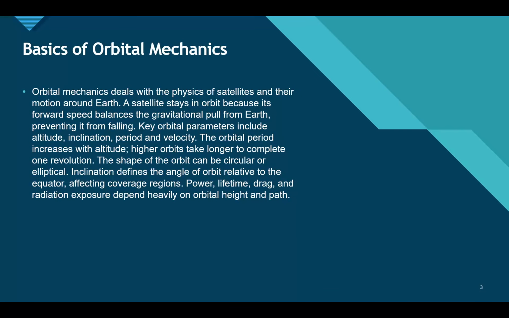So now we have to understand where to place our satellites. To understand satellite orbits, it's important to understand a few basics of orbital mechanics. A satellite stays in orbit because its forward velocity balances Earth's gravity, which prevents it from falling back to Earth. Important parameters include altitude, inclination, orbital period, and velocity. Higher orbits take more time to complete one revolution, while lower orbits move faster. Orbits can be circular, and inclination determines whether a satellite covers the equator.